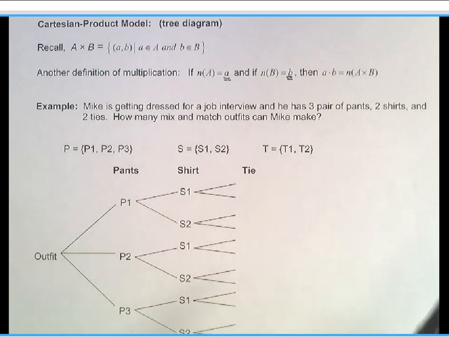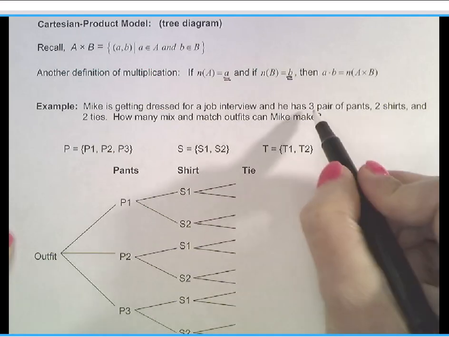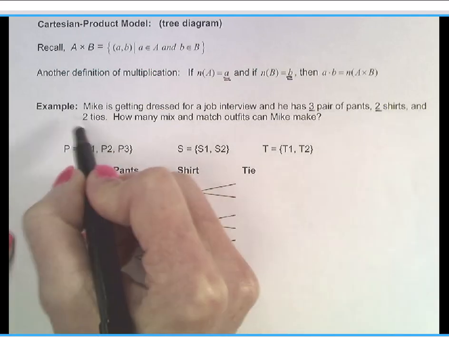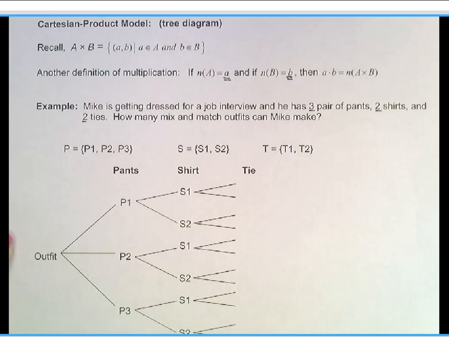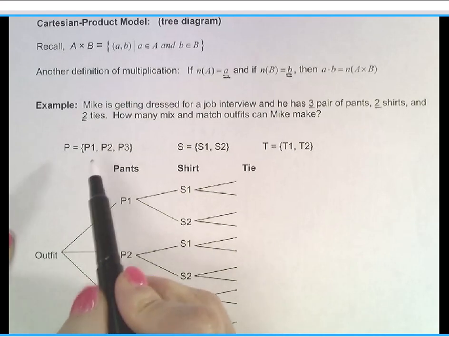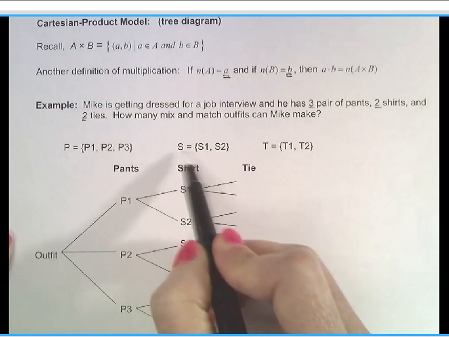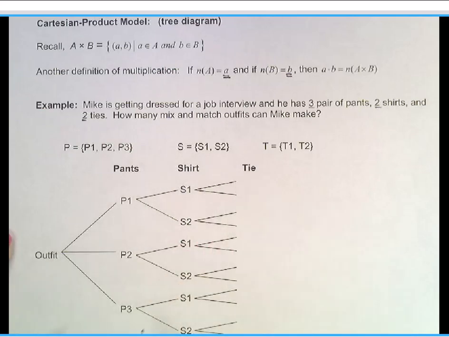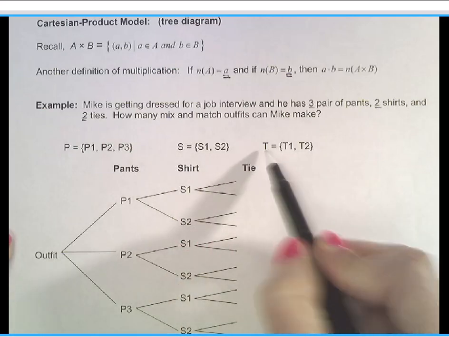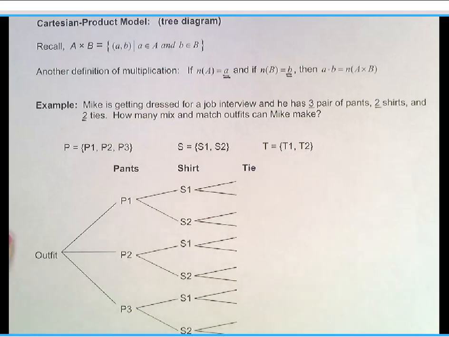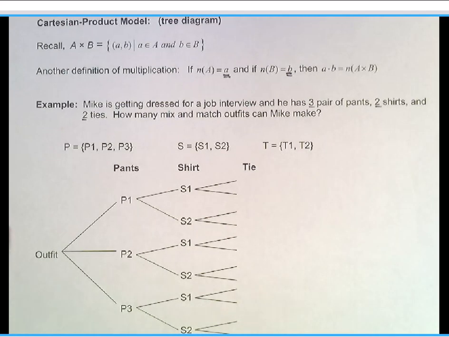Mike is getting dressed for a job interview, and he has 3 pair of pants, he has 2 shirts, and he has 2 ties. How many mix and match outfits can he make? And let's assume that all the pants and shirts and ties all go together. So I have one set. I called it P1, P2, P3. That's his pants. Here's the second set, S1 and S2. That's his shirts. And then the third set is T. It's tie 1 and tie 2.